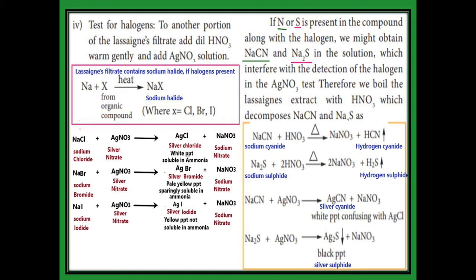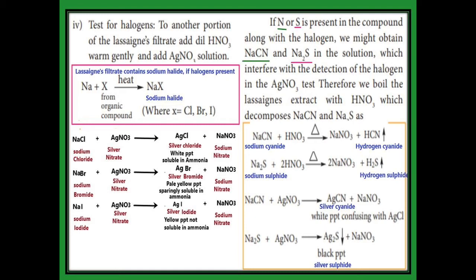Now if the organic compound contains nitrogen as well as sulfur along with the halogens, we have to add nitric acid and then warm gently. Why are we adding this nitric acid before the silver nitrate? Suppose we don't add the nitric acid, what will happen? You see the right hand side, third reaction, the sodium cyanide. How do we get sodium cyanide? If the organic compound contains nitrogen, first of all with the Lassaigne filtrate it gives sodium cyanide.